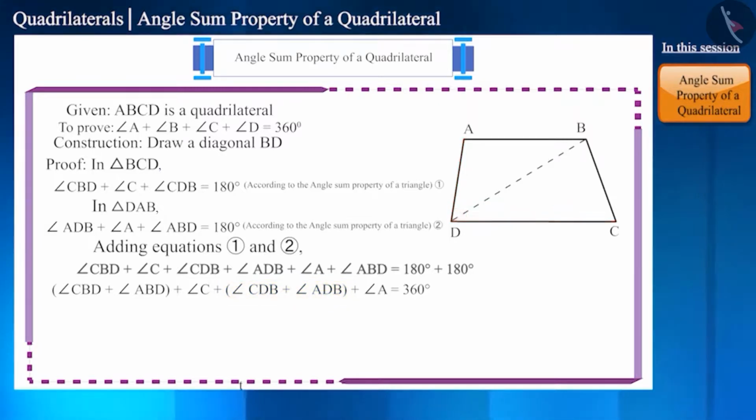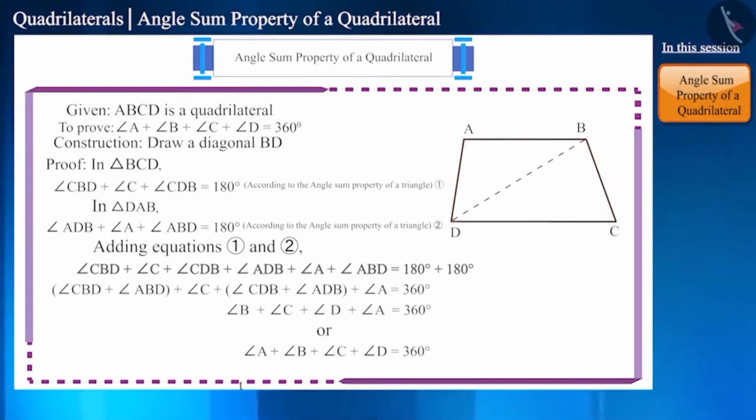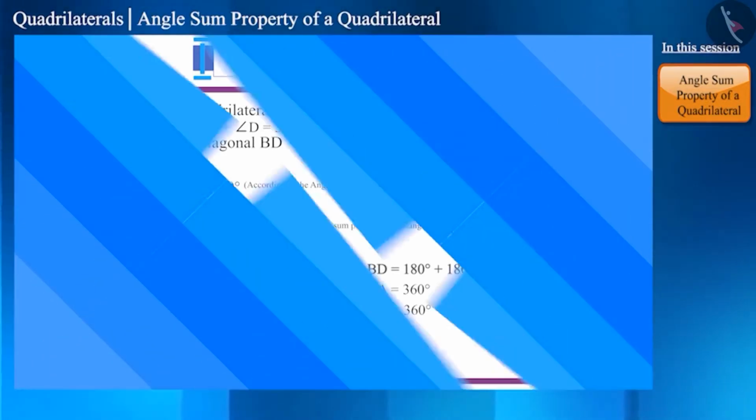We can also write it in this way: angle B plus angle C plus angle D plus angle A equals 360 degrees, or angle A plus angle B plus angle C plus angle D equals 360 degrees. And thus we prove that the sum of the four angles of any quadrilateral is 360 degrees.